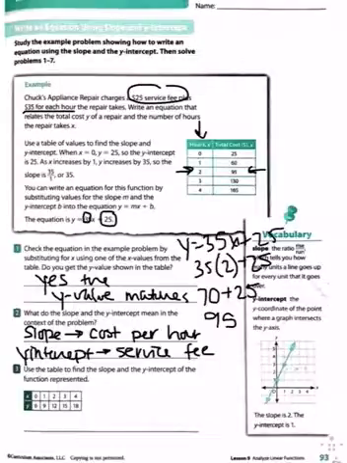Problem number 3. Use the table to find the slope and the y-intercept of the function represented. The y-intercept is the number when we start at 0. So when we start at 0, the number is 6. So the y-intercept is 6.